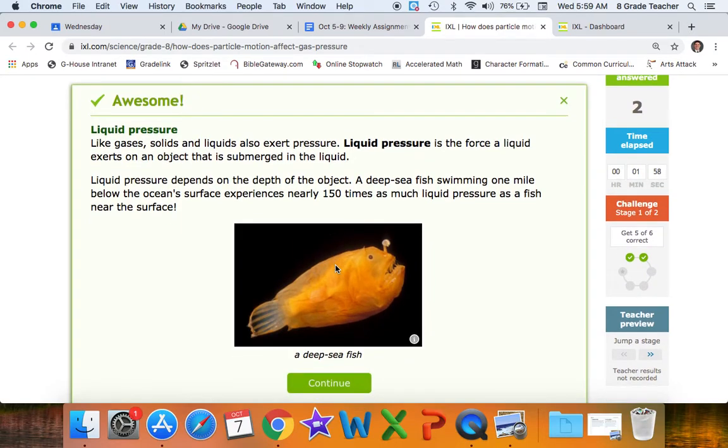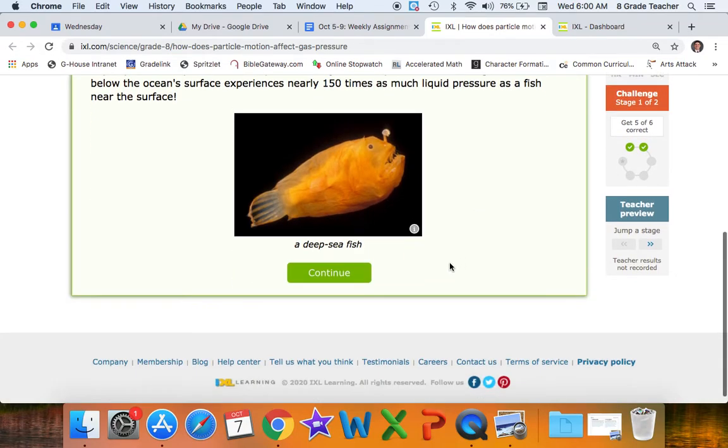Liquid pressure. Like gases and solids, liquids also exert pressure. Liquid pressure is the force a fluid exerts on an object that it's submerged in. Liquid pressure depends on the depth of the object. A deep-sea fish swimming 1 mile below the ocean surface experiences nearly 150 times as much liquid pressure as a fish near the surface. Maybe you've gone swimming and you've dived down in the water. The deeper you go, the more you feel that pressure exerted on you because there's obviously more water on you and above you at that point.